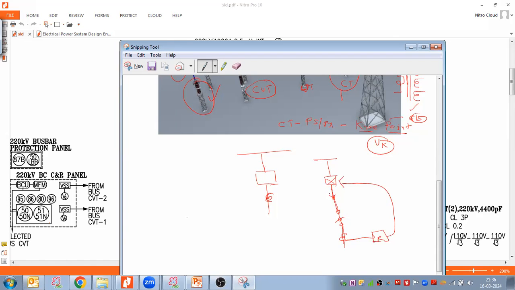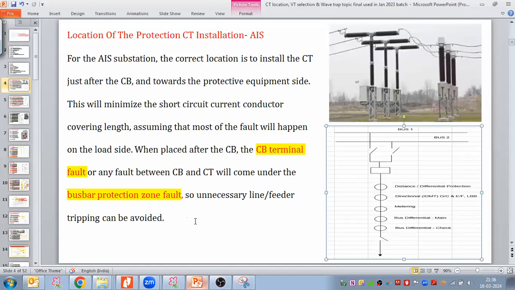Means the fault current covers more conductor length. So I wanted to reduce that conductor length. So after the breaker, just after the breaker, means here, I have to install it. So this is reason number one. I wanted to reduce the conductor length covered by the fault current, assuming that most of the faults will happen on the load side, not on the bus side, when the CT is placed after the circuit breaker.